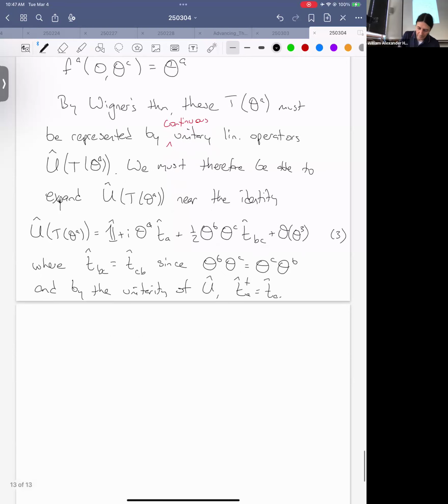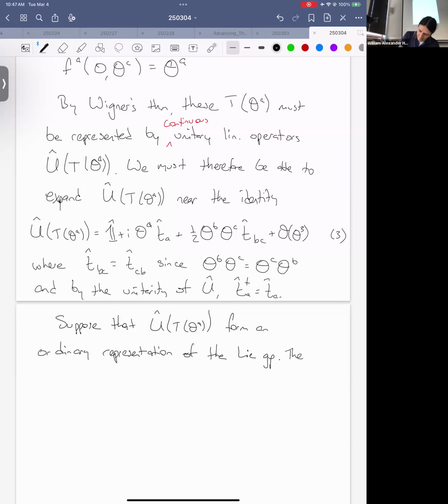Great. So suppose that the U of T of theta A form an ordinary representation. And ordinary is opposed to projective. Then we have to have that U of T of theta bar B, U of T of theta C, this has to be equal to U of T of F A of theta bar B theta C.